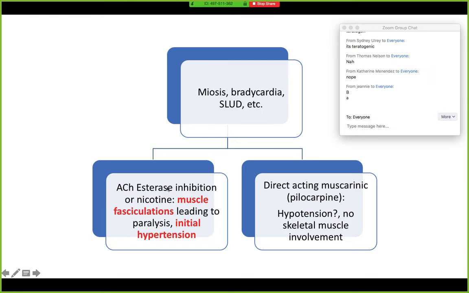Again, I thought this chart she added was really good. If it's acetylcholinesterase inhibition, look for muscle fasciculations and hypertension. And then if it's a direct-acting muscarinic, you might see hypotension or normal blood pressure. And then you won't see any skeletal muscle involvement, because you're just affecting the muscarinic receptors rather than increasing acetylcholine acting on the NM receptor.